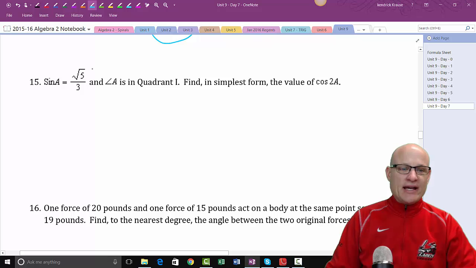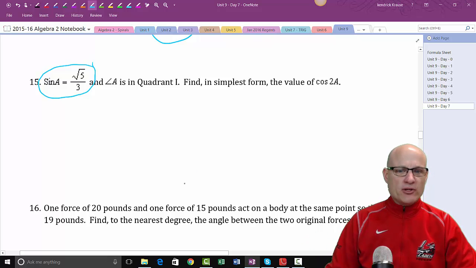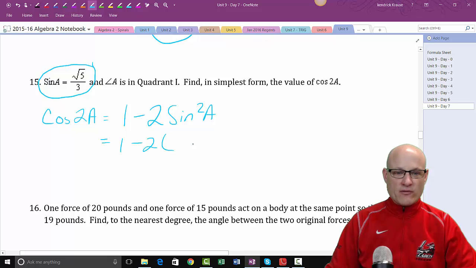Cosine of 2a, and I have only sine. So I'm going to use that formula I've already got memorized. Cosine of 2a is equal to 1 minus 2 sine squared a. But then I want to remind myself that this is really sine squared a, and I know what sine a is. It's the square root of 5 over 3.